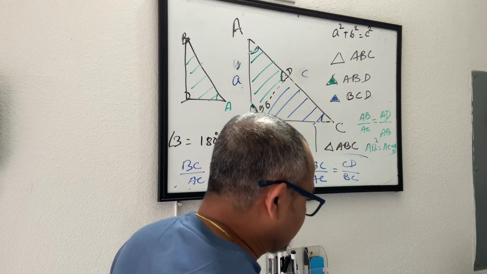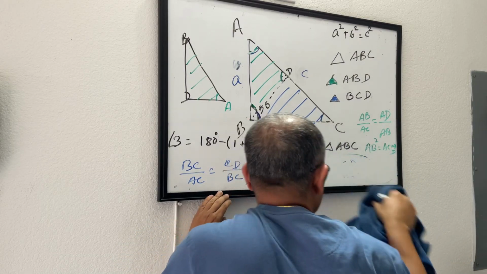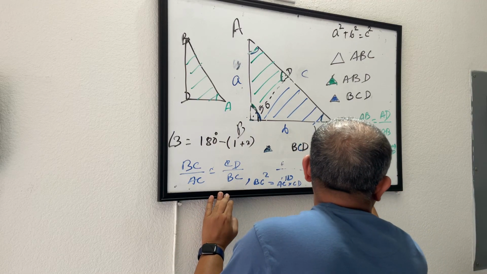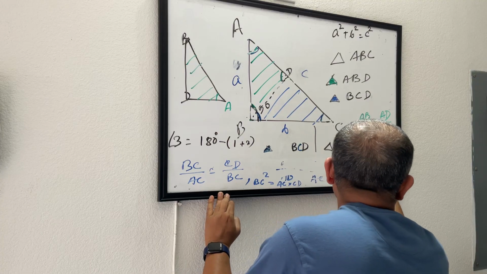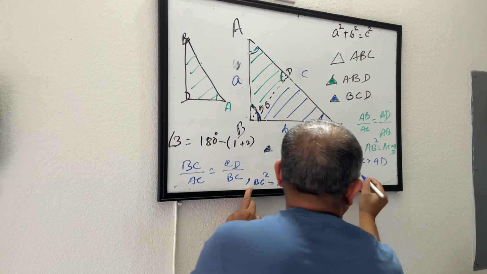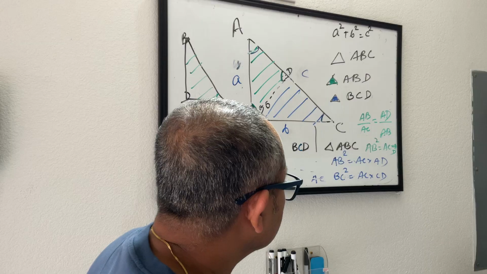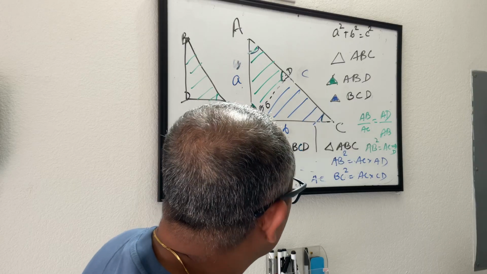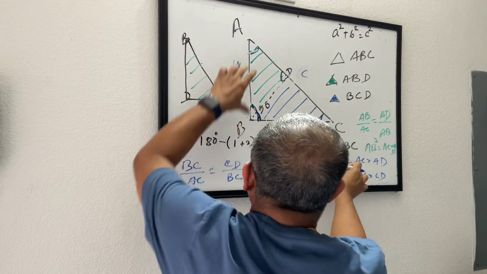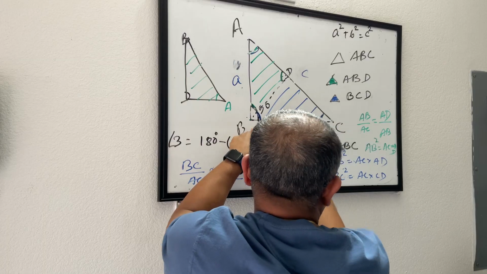Now you have two equations. Let me put those equations together and then we will see. The first one says AB square equals AC into AD, and the second one says BC square equals AC into CD. Now, what is this AB square? AB is this side, squared. And BC square is this length, side B squared.